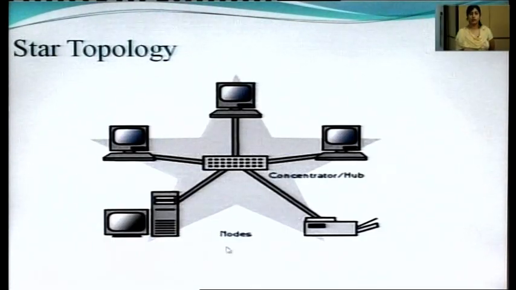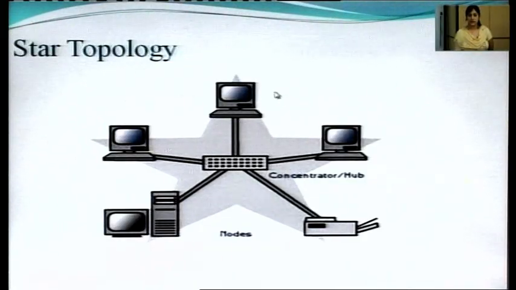Now, the star topology. This looks like a star. Here a centralized device is required that is used to attach many computers with each other. This centralized device has many ports in it. In those ports we can attach the cables. One computer is connected to this hub. This is a hub, or this can be a switch, by which we attach the computers.